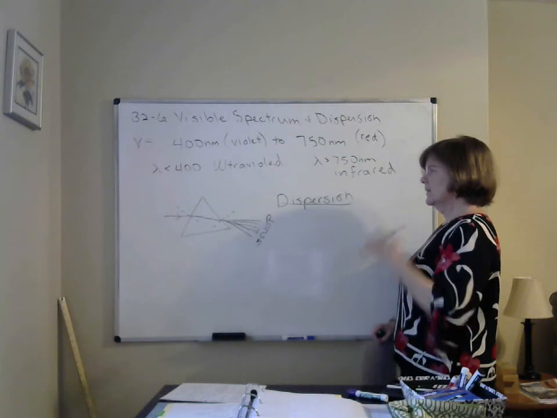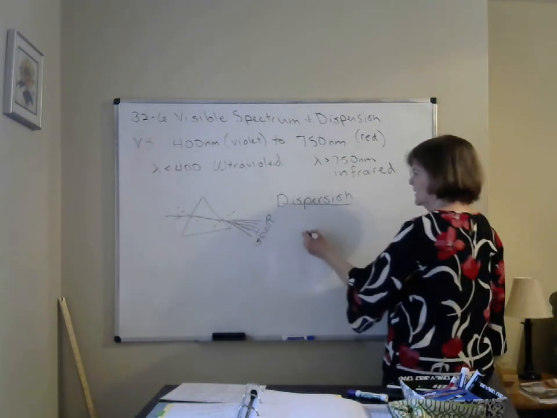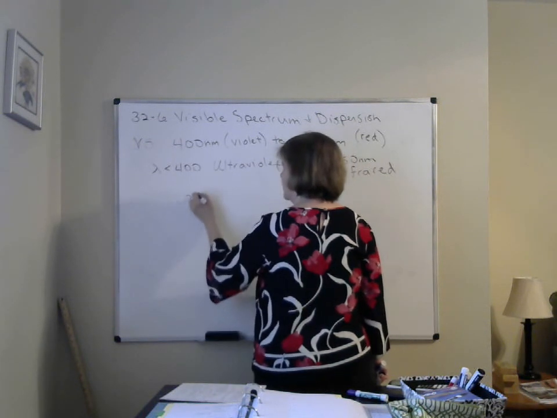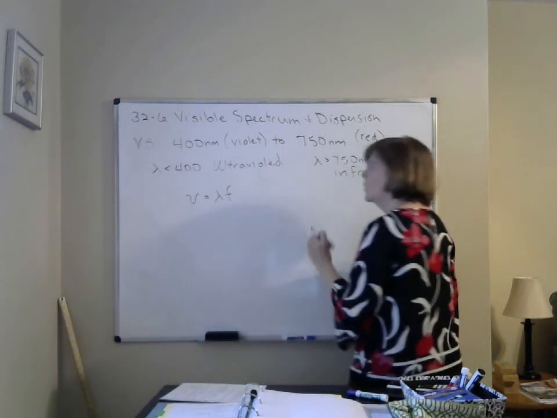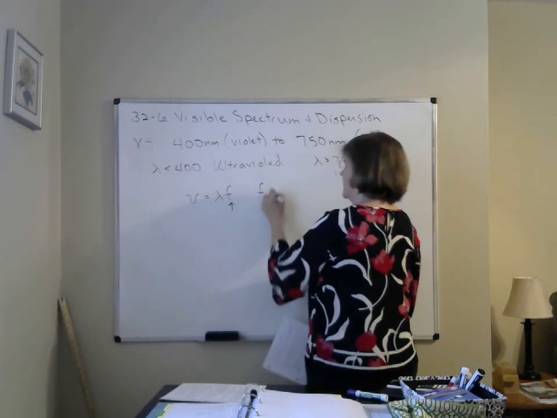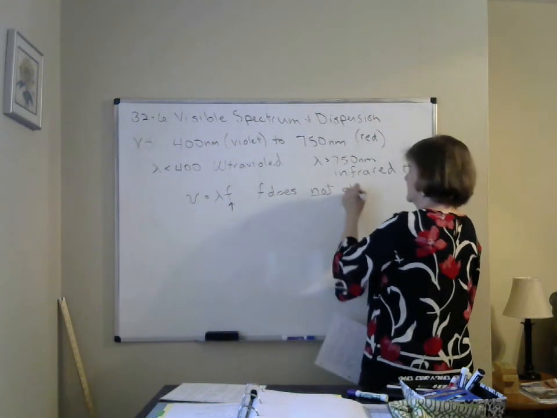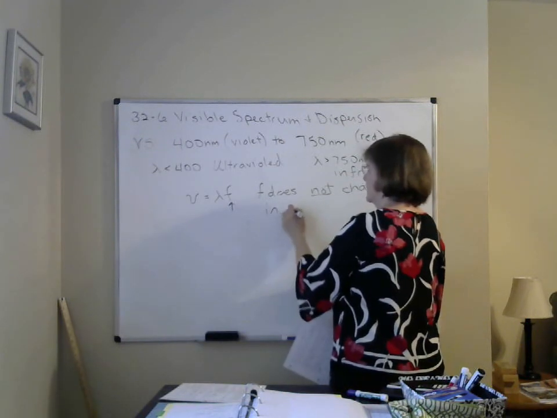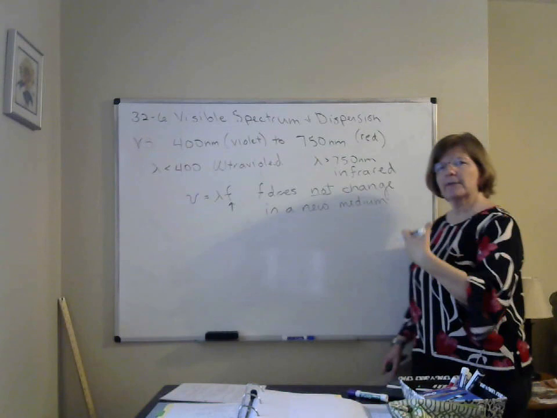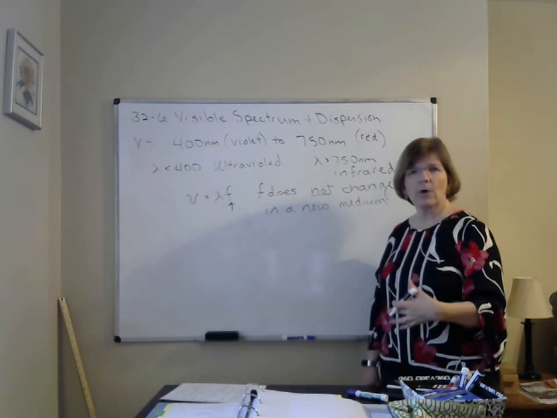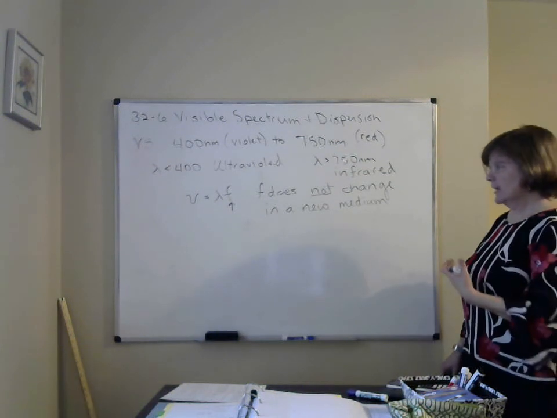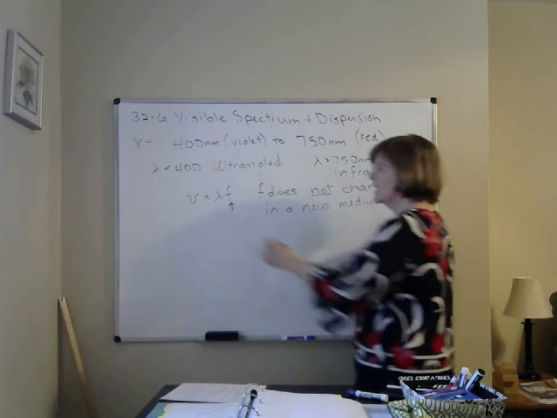Okay. Another result that we need to stop and think about is, let me just erase all of this for a minute. We know that v is equal to wavelength times the frequency. When light travels into a new medium, this does not change. f does not change in a new medium. So if you have red light that has a frequency of 7.5 times 10 to the 14th hertz, and that red light travels into water, it still has a frequency of 7.5 times 10 to the 14th hertz. Its frequency won't change. However, it will go slower. It goes slower by a factor of n.